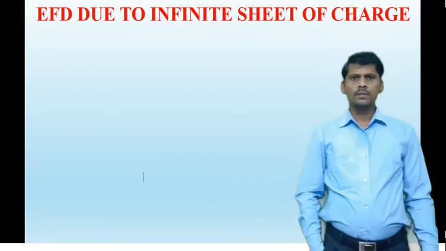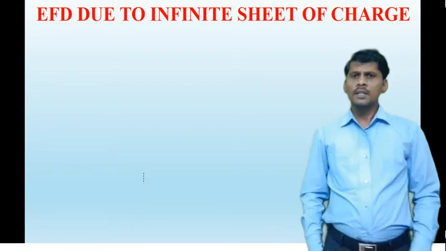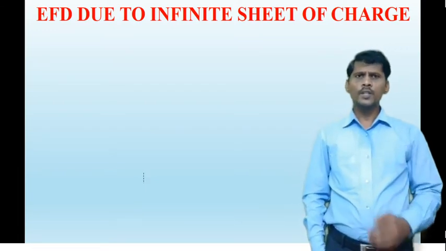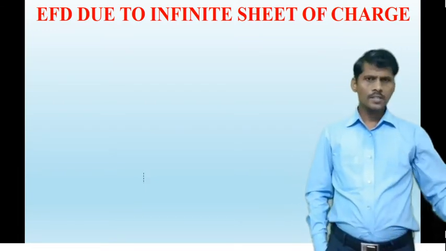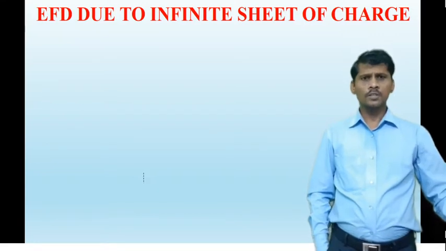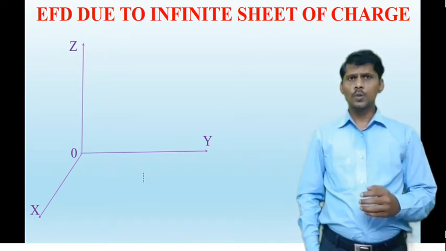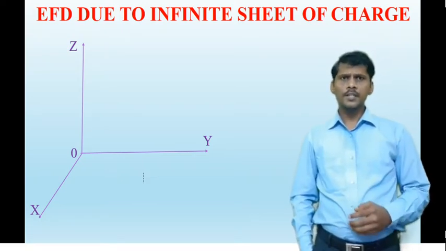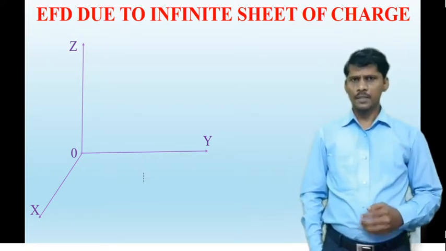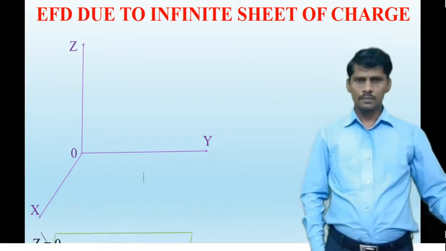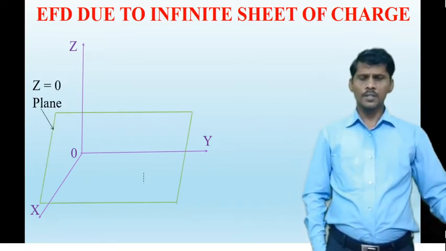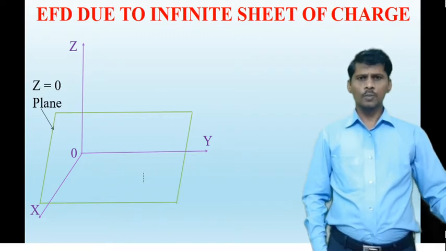Hi everyone. Next application of the Gauss law is electric flux density due to infinite sheet of the charge. So consider an infinite sheet of uniform charge density rho s coulombs per meter placed in z equal to 0 plane, that is xy plane. Infinite sheet of the charge is placed in z equal to 0 plane.